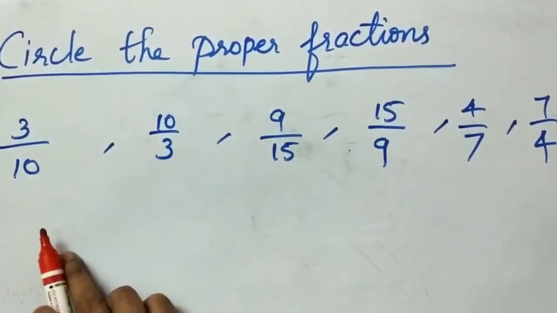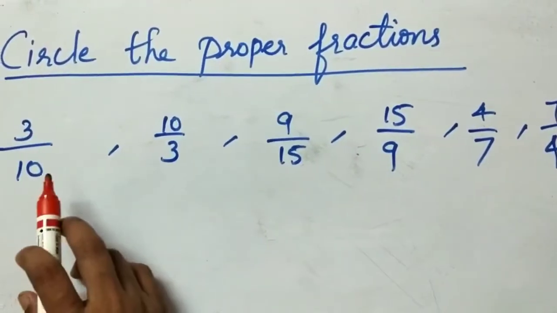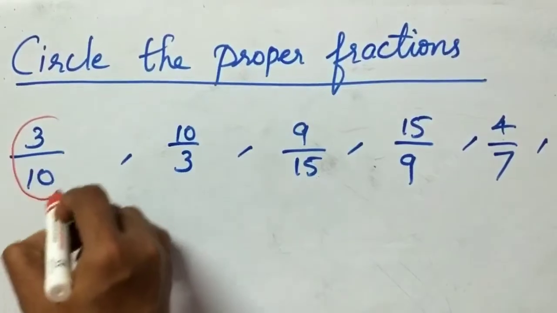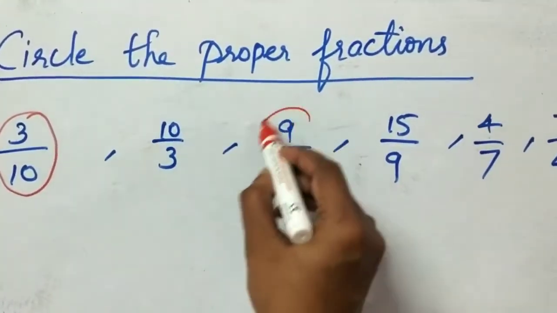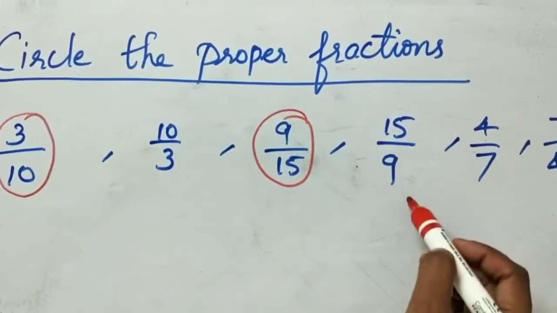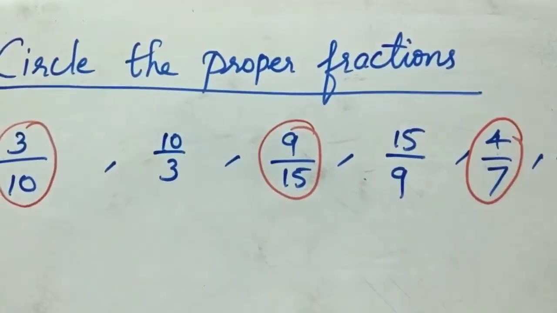Next is the question, circle the proper fractions. A fraction in which the numerator is smaller than the denominator is called a proper fraction. 3 by 10, 9 by 15, proper fraction. 4 by 7, proper fraction.